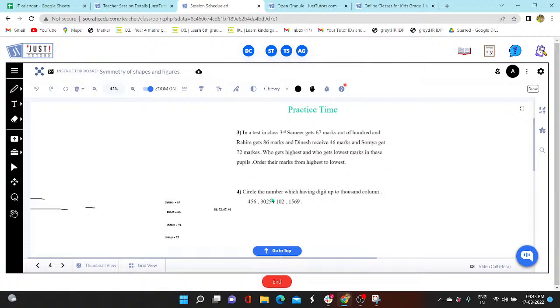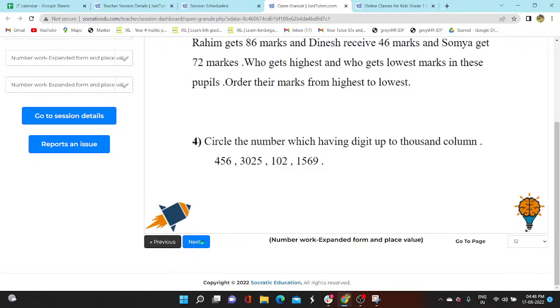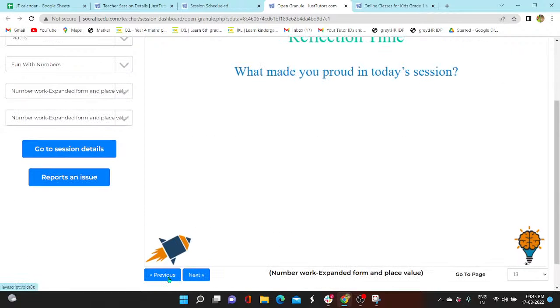The next one is 3025. So 3025 will be circled since it has a number in the thousands column. Then 1569 will be circled since it has a digit in the thousands column. Okay, so this was about a few practice questions that we did. Let's see what we have further.